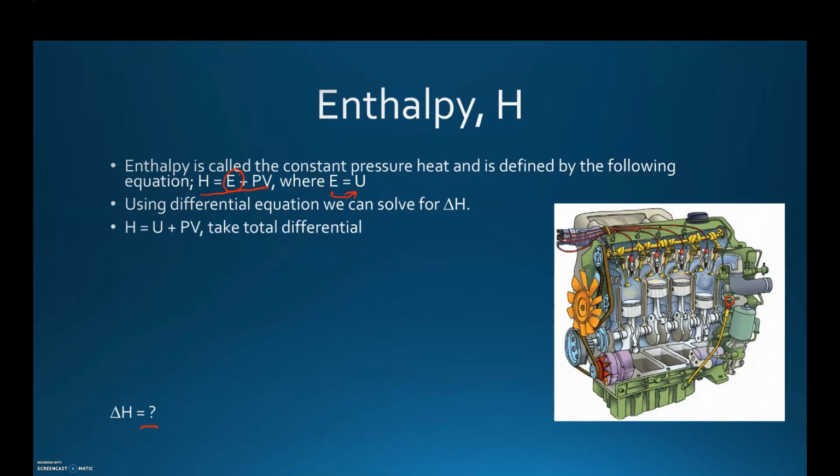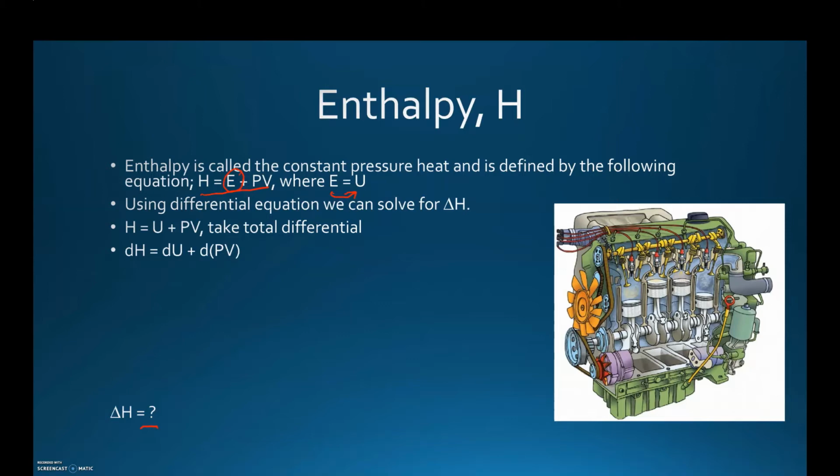We're going to start off with H is equal to U plus PV. Remember, E is equal to U. U is a representation of internal energy. P is pressure. V is volume. So we're going to take the total differential of both sides, and we get this form here where dH is equal to dU plus d(PV).